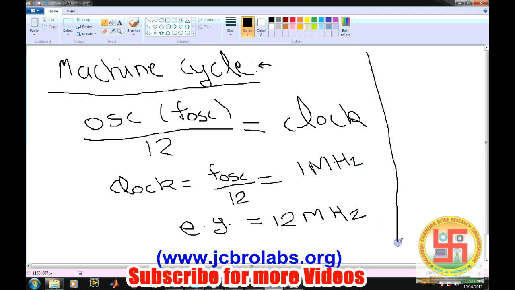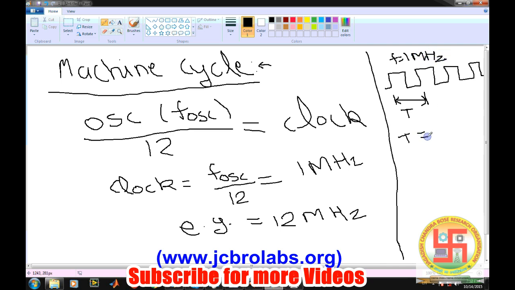That means this kind of clock will be applied to the internal architecture, the internal sub-peripherals of the microcontroller. So this is the frequency and this is the time period. If we have a 12 megahertz oscillator frequency, the clock frequency is 1 megahertz, so the time period will be 1 microsecond. Simply 1 divided by 1 into 10 power 6, so 1 into 10 power minus 6 second.